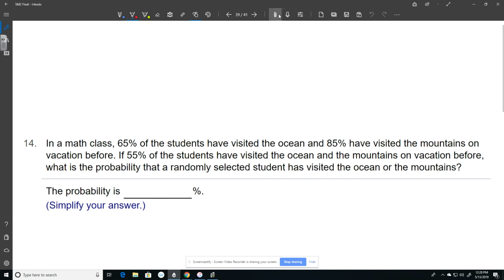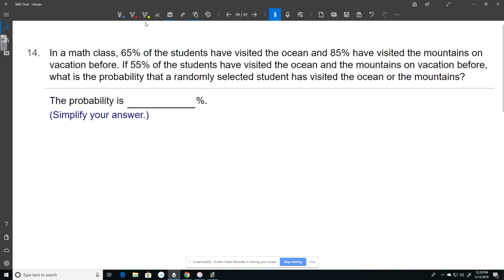Number 14. In math class, 65% have visited the ocean. So 65% of people have gone to the ocean.